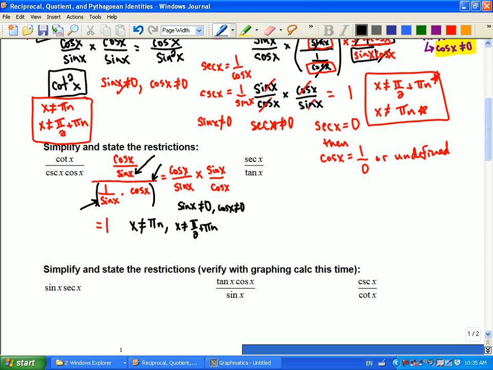This one, how would you set this up? If you don't know where to start, what's the starting point? Sines and cosines, yeah. Back to basics. Before we simplify this, we're going to cut everything into sines and cosines.